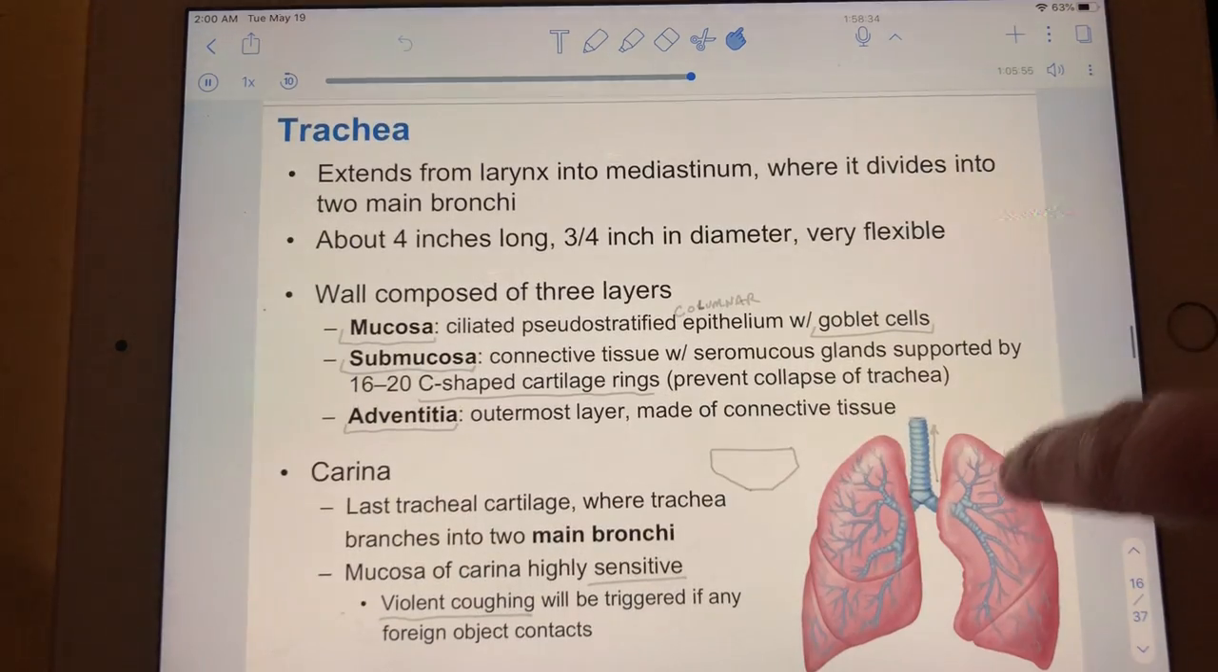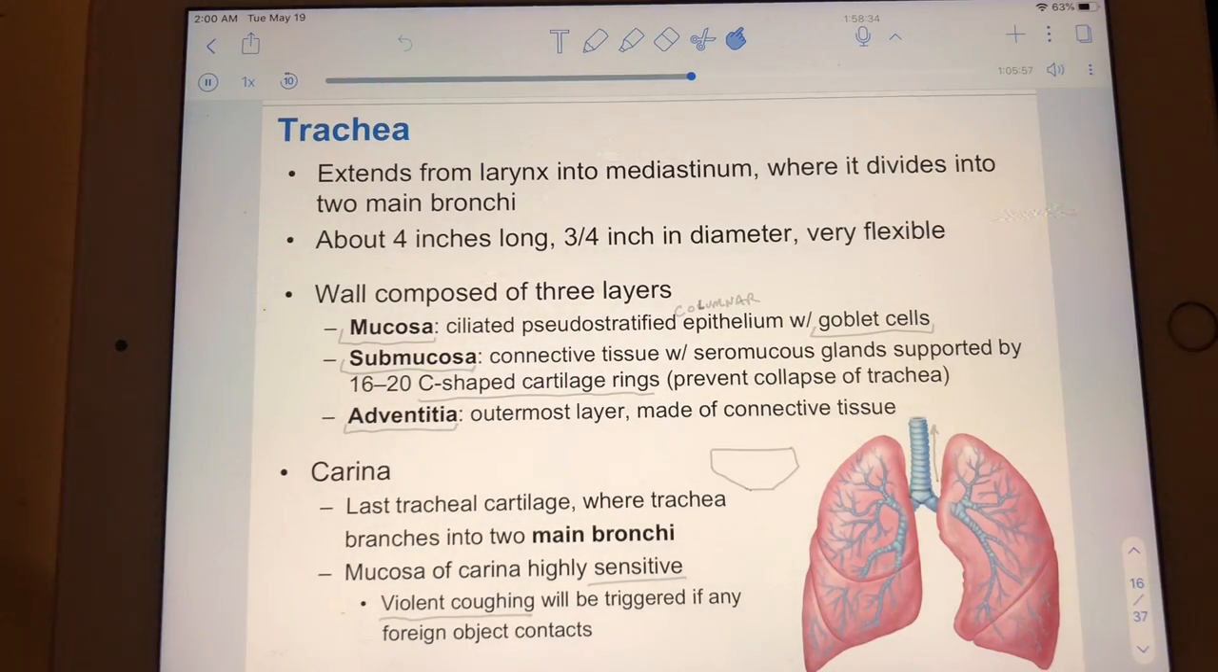The trachea. The trachea is only about 4 inches long, and it's less than an inch in diameter. It's very flexible, but it's reinforced with C-shaped cartilaginous rings made out of hyaline cartilage, okay? And therefore, it is difficult to crush. So flexible, but not likely to be crushed, okay?